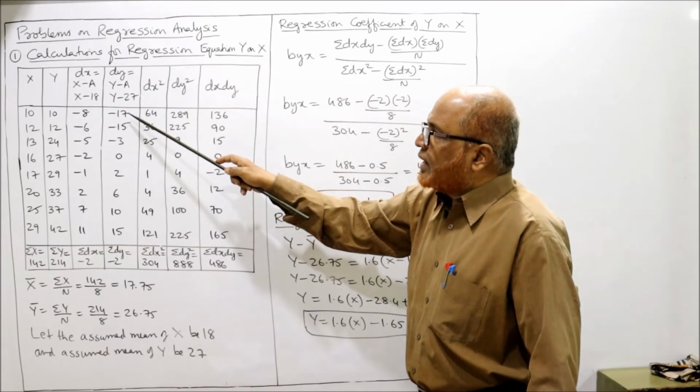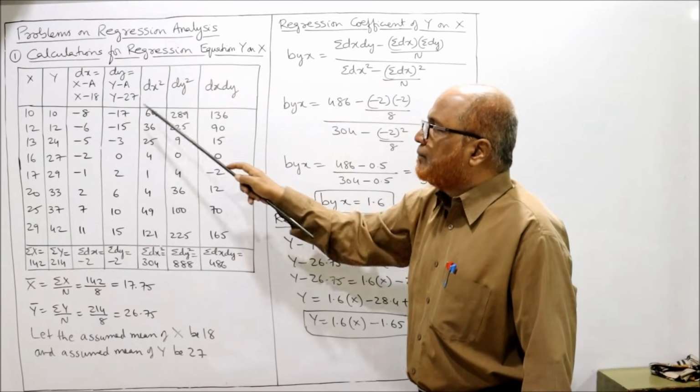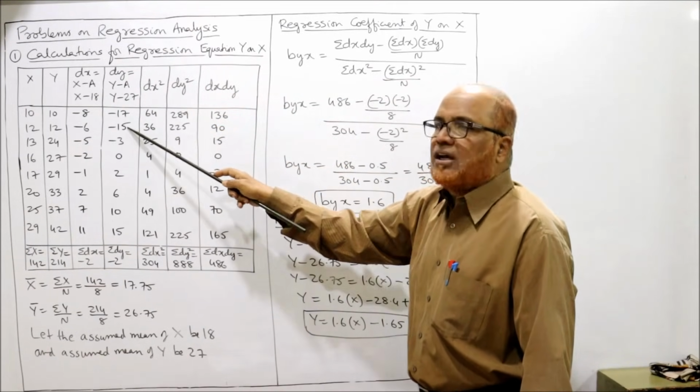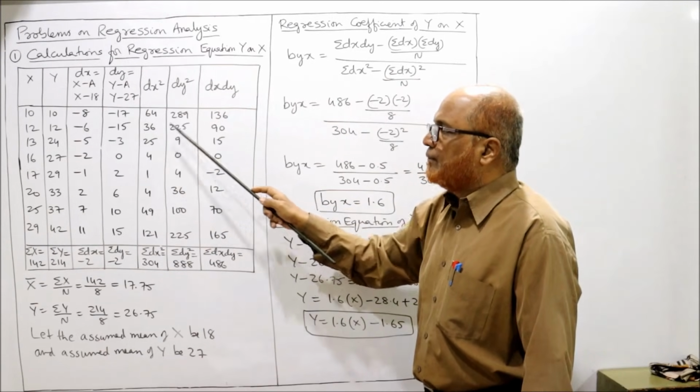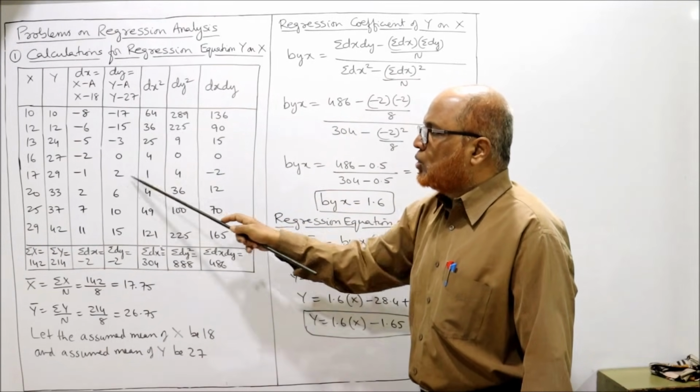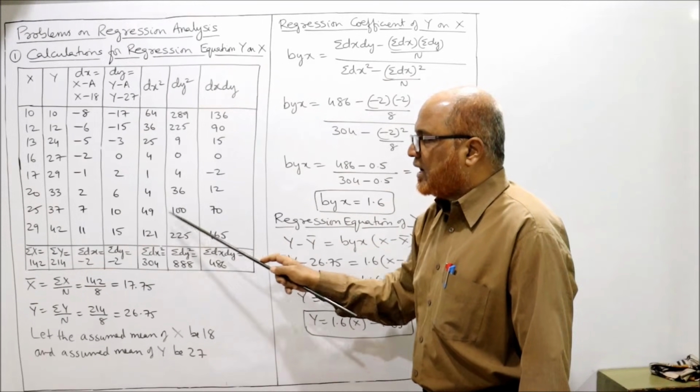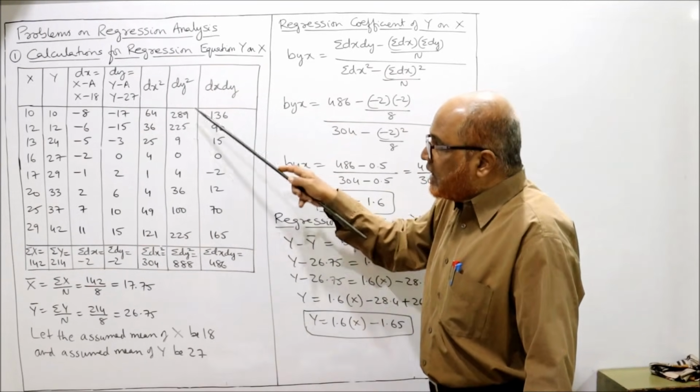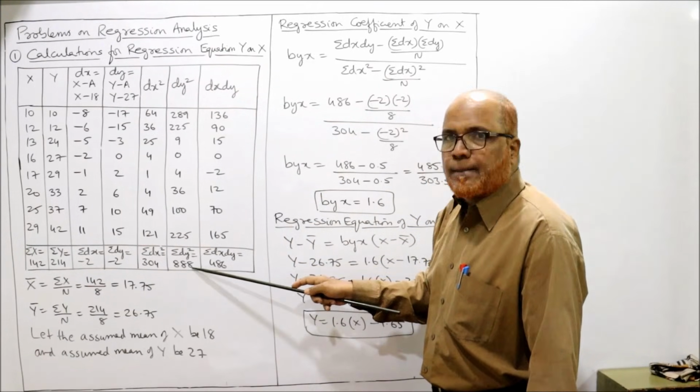Similarly dy square. Now we will square these dy values also. 17 into 17, 289, 15 into 15, 225, 3 3s are 9, 0, 2 2s are 4, 36, 100, 225. Take the total, you are getting 888.